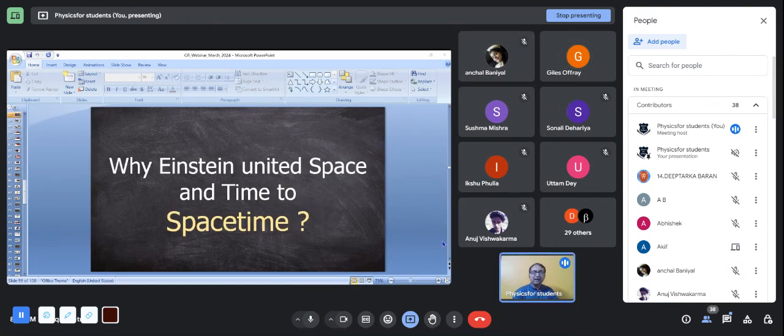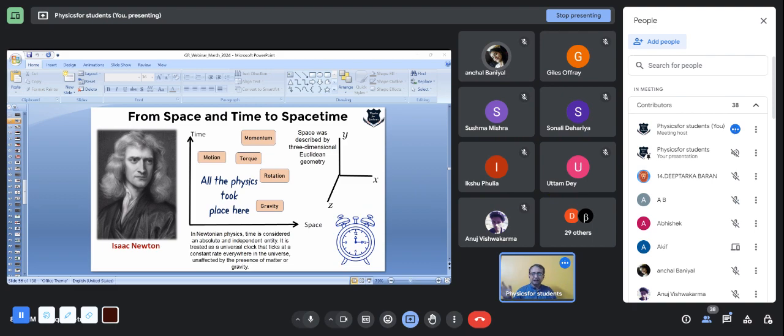Good. Okay, so I will just quickly tell you why we know that during Einstein and Newton's time, let me show you the figure, you will understand that time was different, space was different, and all the physics were taking place, like momentum, motion, torque, rotation, gravity, etc. All were taking place in this part.